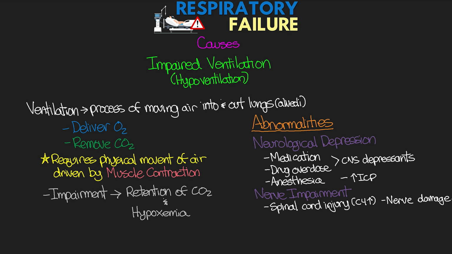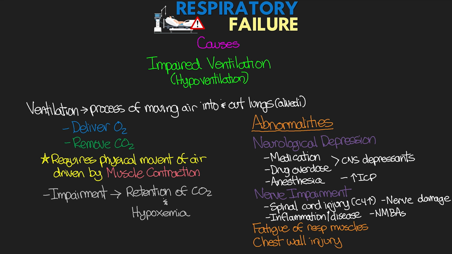So here again, think the phrenic nerve, the vagus nerve, something that would have an impact on our patient's ability to breathe. We also have inflammation as well as diseases, and these here think of things like Guillain-Barré, myasthenia gravis, ALS, etc. And then even just neuromuscular blocking agents are obviously going to have an effect on this. We can also see hypoventilation result from fatigue of our patient's respiratory muscles, really from excessive use, as well as they can have chest wall injury, and then finally atrophy can also have an impact.